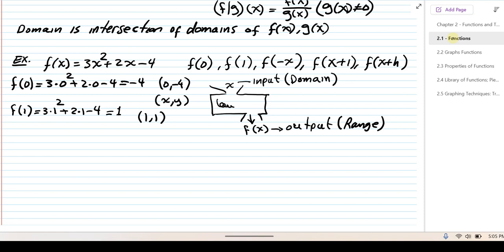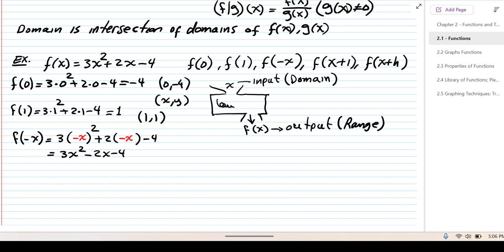And next, let's do f at negative x. So f at negative x. Now, for this one, what we're going to do is the following. We have 3 times x squared plus 2 times x minus 4. So remember, the input is now negative x. So I'm going to put negative x here and here. Okay. Now, negative x squared is going to be x squared, 2 times negative x is negative 2x, and minus 4. So there you have it.